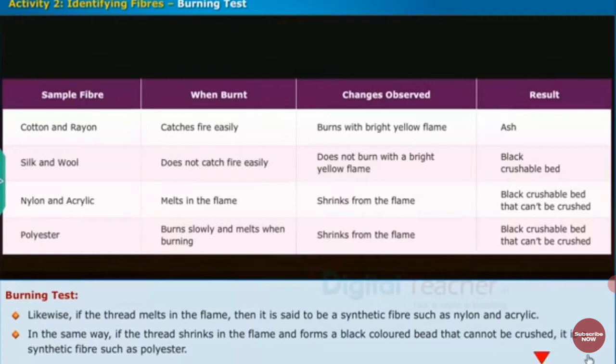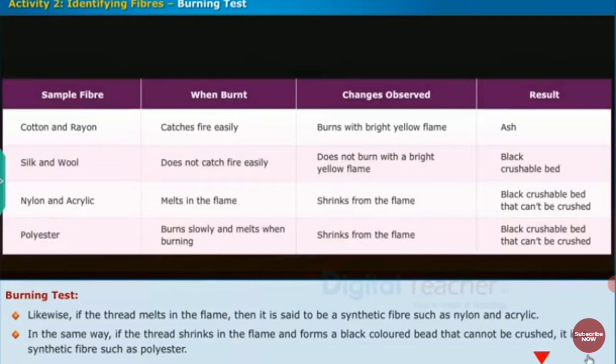And polyester burns slowly and melts when it burns. It will burn slowly and it will melt. It shrinks from the flame and forms a black bead that cannot be crushed. These are the properties or characteristics of the fiber when it burns. This test is called the burning test.